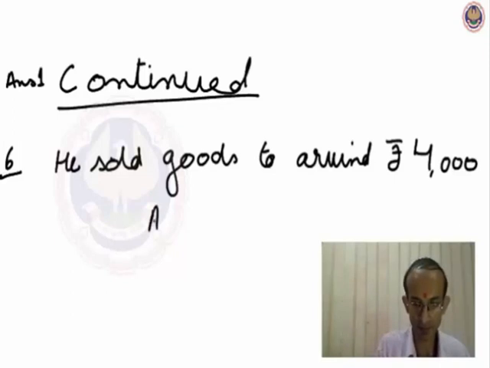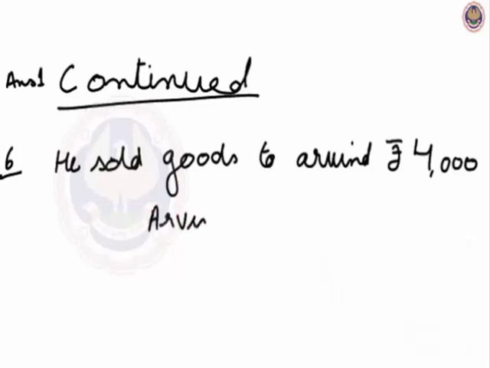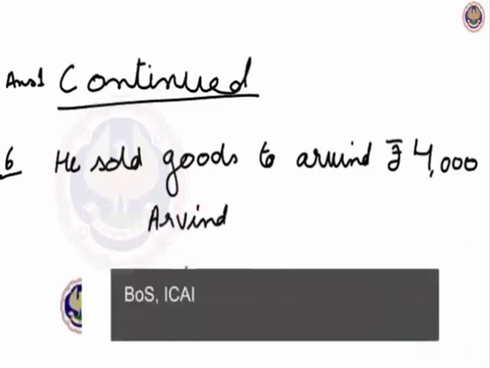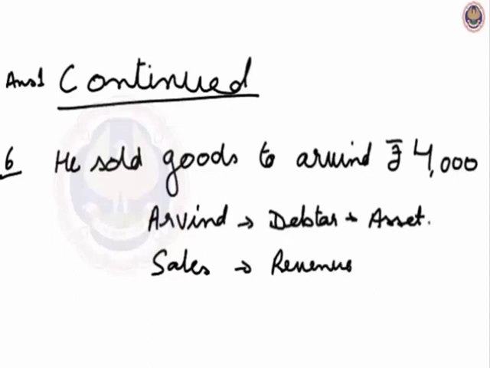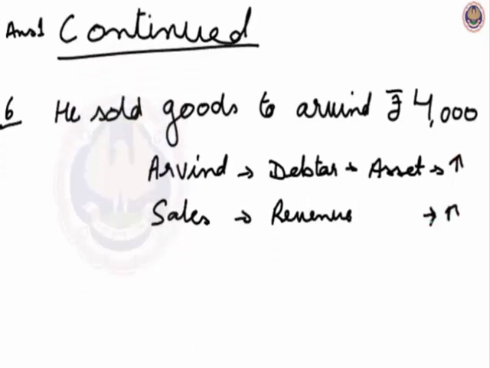So 2 accounts are involved. One is Arvind, second is sales. Arvind is a debtor, debtor is nothing but asset and sales is revenue. Debtors is increasing and sales is also increasing.